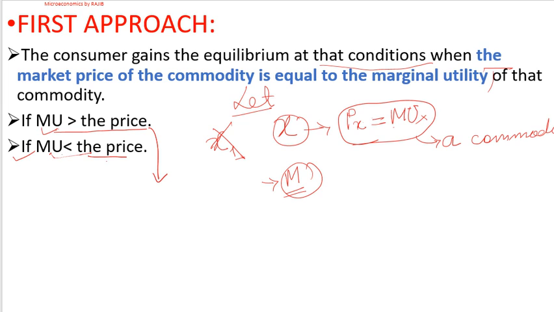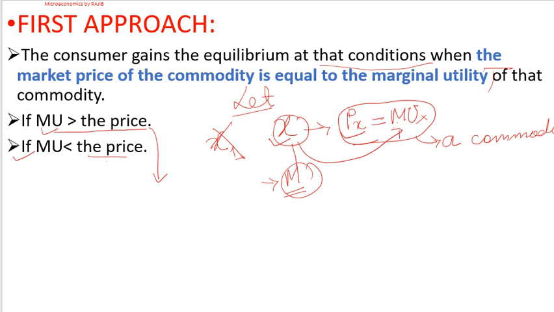So first of all, you have to remember the consumer consumes only one commodity. That commodity is x, its price is price of x, that is Px, and its marginal utility is MUx, and m is the fixed income. His expenditure and income are the same. That means he completely spends his money on purchasing the commodity x.